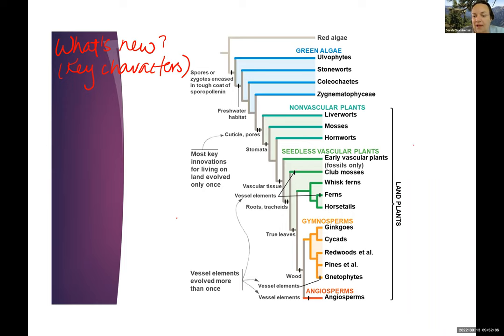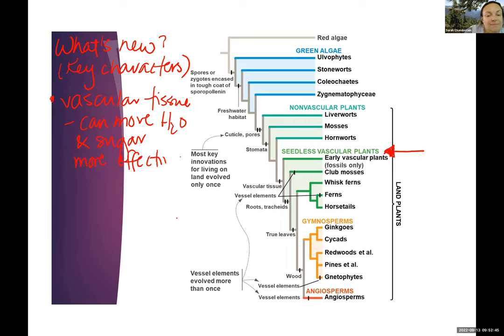Okay, so now we're looking at these guys. What's the new hotness with our seedless vascular plants? Well, they have vascular tissue. What does that mean? That's a big deal, right? They can move water and sugar more effectively through tissues. I'm just going to say sugar as a stand-in for photosynthetic products. So instead of just diffusing from one cell to the next cell to the next cell, it's almost like the difference between driving surface streets and driving the freeway. Things can move more easily from one place to another.